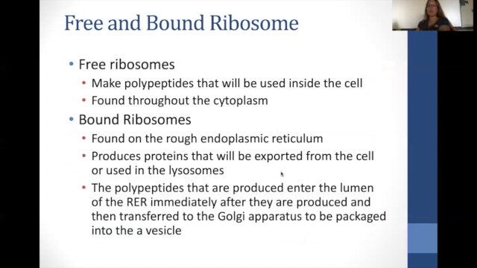2 different types of ribosomes, free and bound. Free ribosomes are making proteins and enzymes that will be used inside the cell. Bound ribosomes are making proteins and enzymes that will be used outside the cell. The bound ribosomes are bound on endoplasmic reticulum, and they then have the polypeptides enter the lumen of the rough endoplasmic reticulum that then gets transferred to the Golgi apparatus, which gets packaged into a vesicle for export out of the cell through exocytosis.